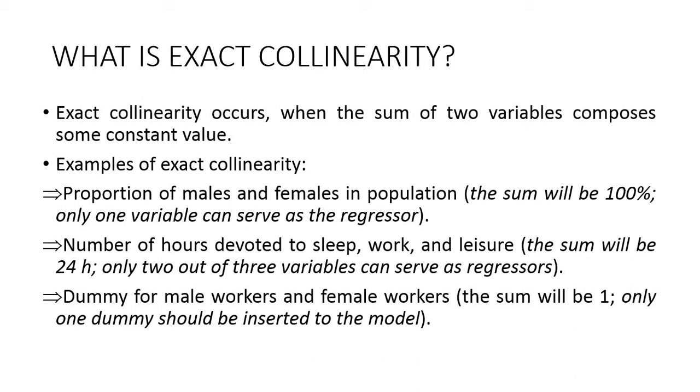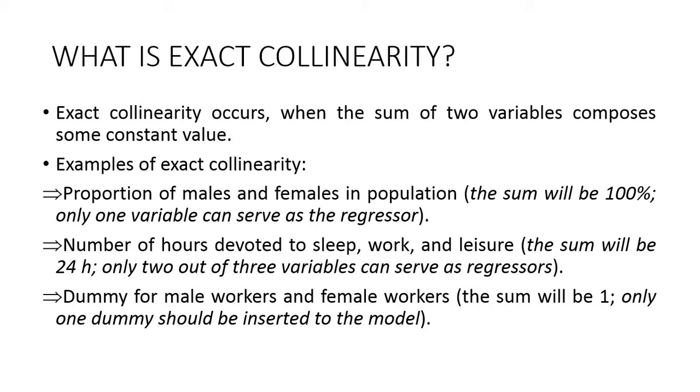First of all, it can be the proportion of males and females in a population. The sum of these variables will always be equal to 100. So you should use only one of those variables, either the proportion of male or female population. Another example is the number of hours devoted to sleep, work, and leisure. The sum will always be equal to 24 hours, so you can add only 2 out of those 3 variables.